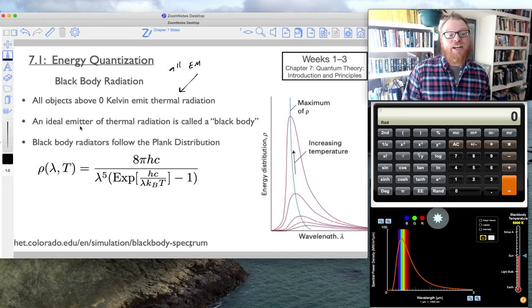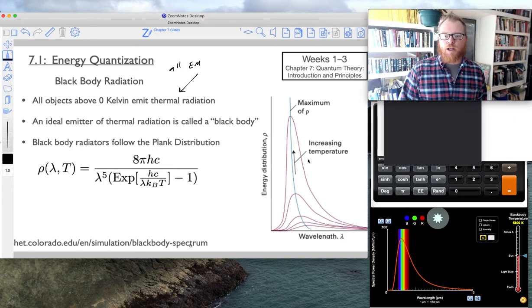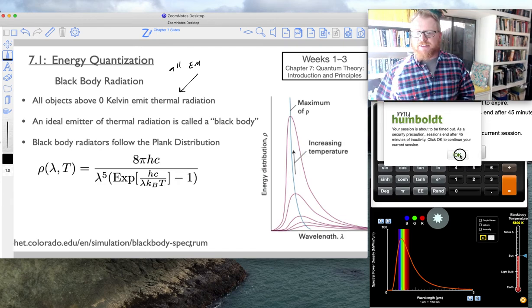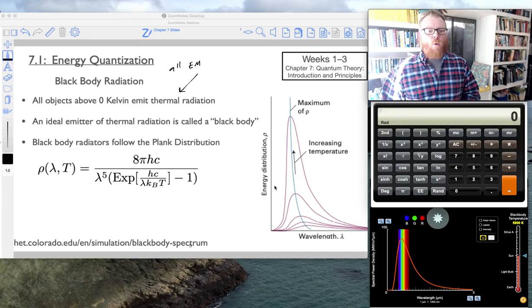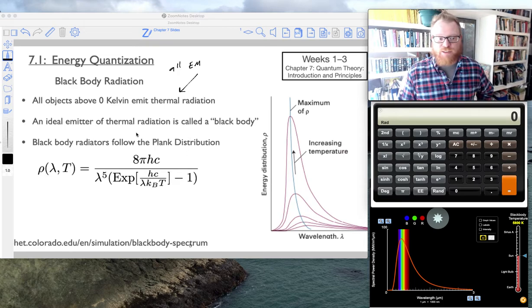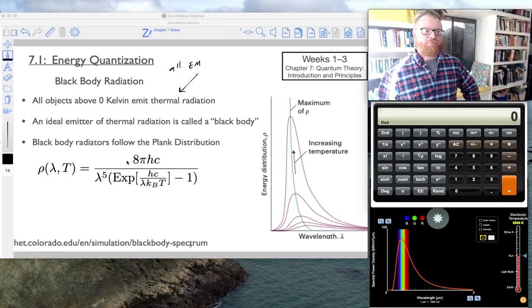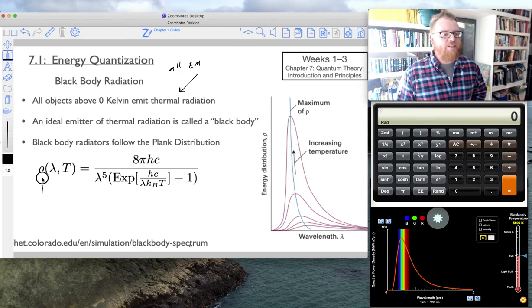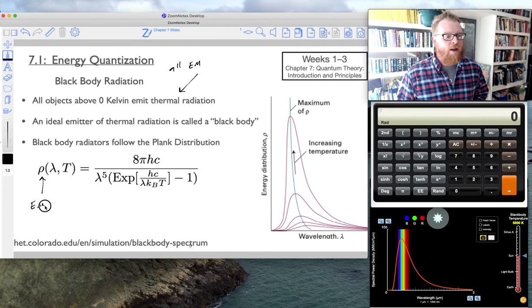So an ideal emitter of this thermal radiation is called a black body. And black body radiators follow the Planck distribution, also known as Planck's law. So this equation right here, this rho, this is given as energy density.